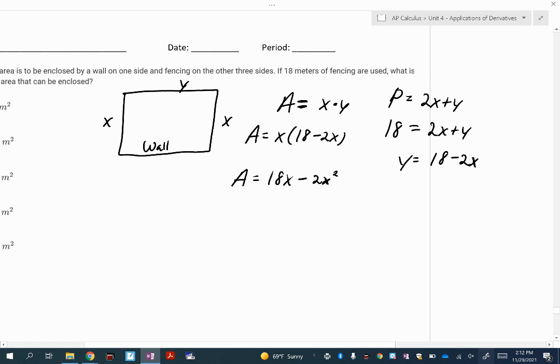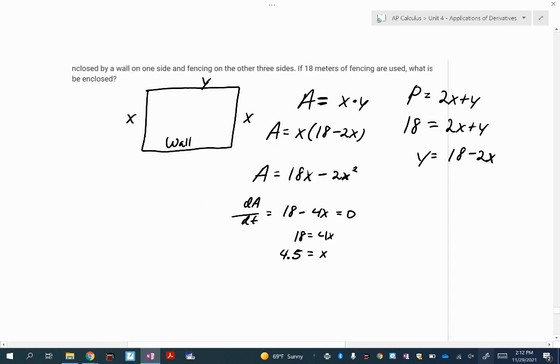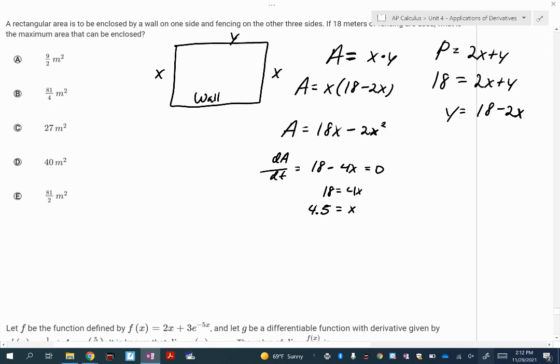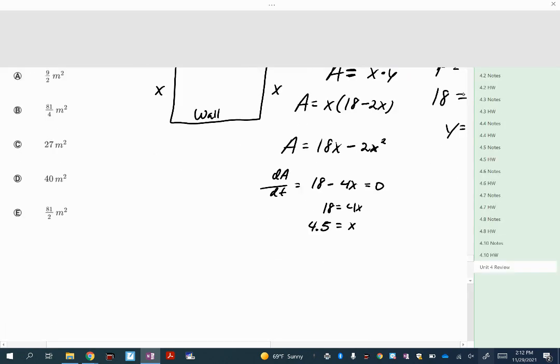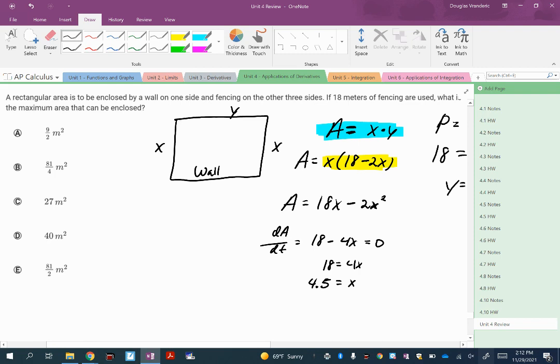So now I can differentiate. So take the derivative. You get 18 minus 4x. And to maximize this would be to set it equal to 0. So that's 18 equals 4x, or x equals 4.5. Okay, now it doesn't say, what are the dimensions? It says what's the maximum area. So I need to end up using this function here. And you can do two ways. You can find y if you want, or if you look at the one right below it, we actually have it with just x. So you can just plug into that one there.